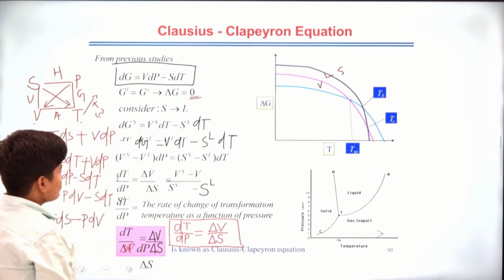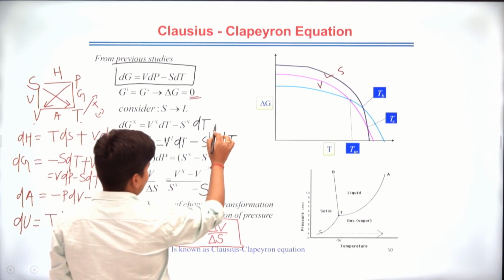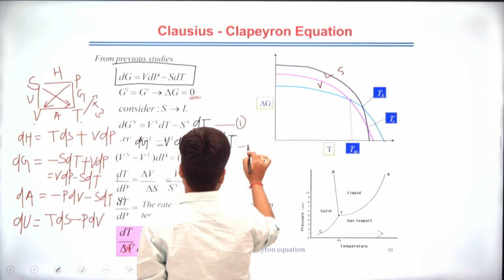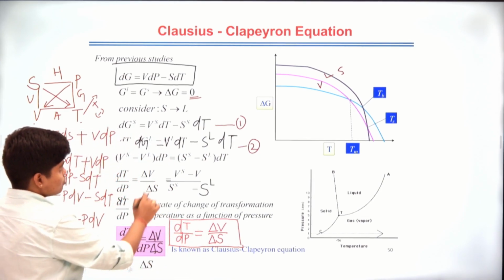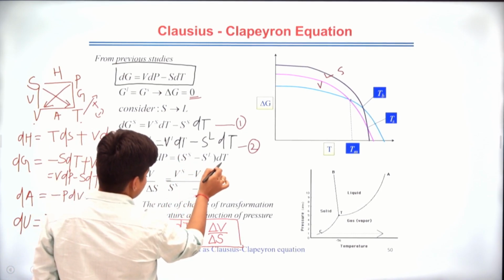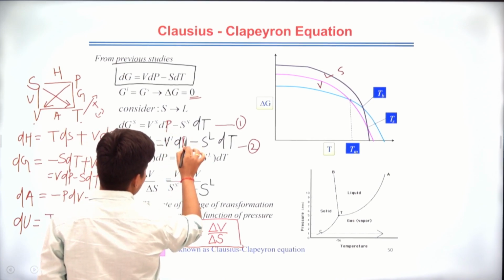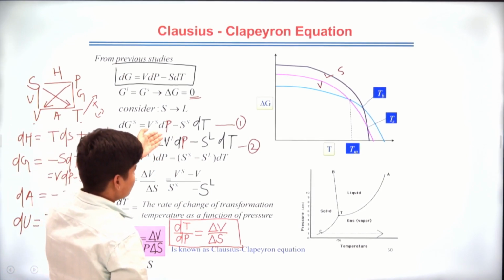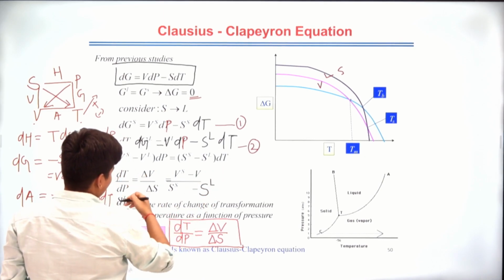Okay. So if we are differentiating equation 1, this is equation 1 and this is equation 2. If you are subtracting equation 2 from 1, what will it be? Vs minus VL dP, that is equal to Ss minus SL dT. Sorry, it will be dP. Okay, V dP minus S dT. So please rectify this. It will be dP.